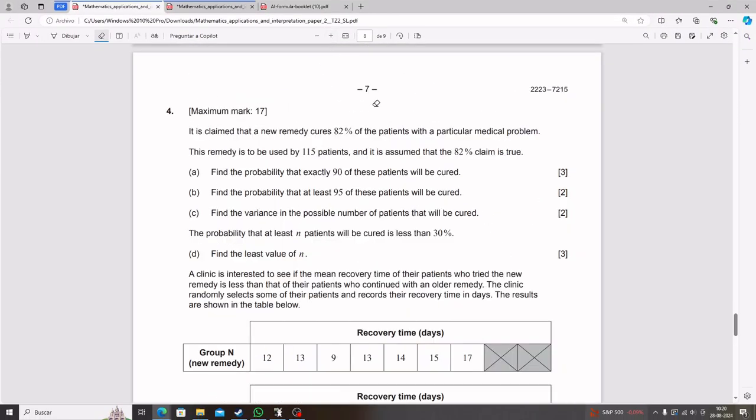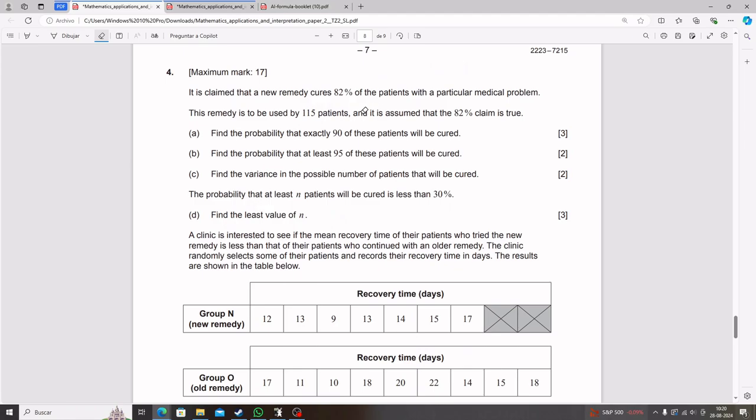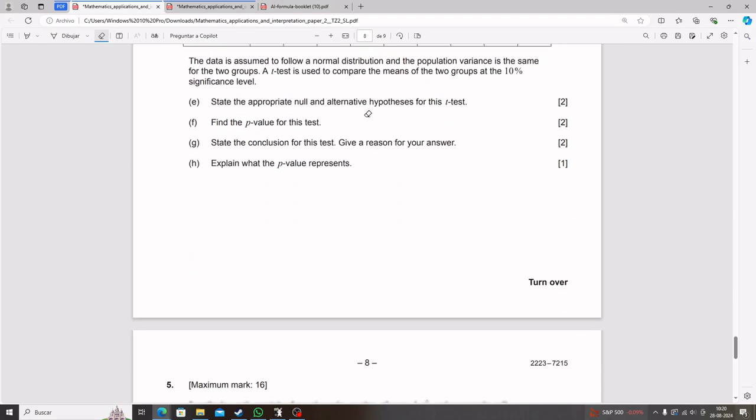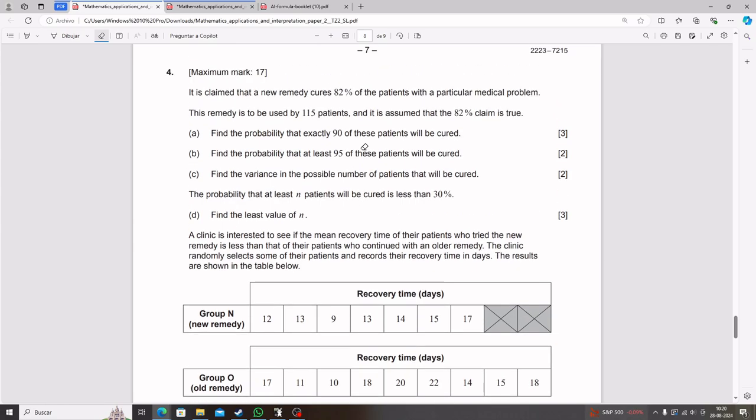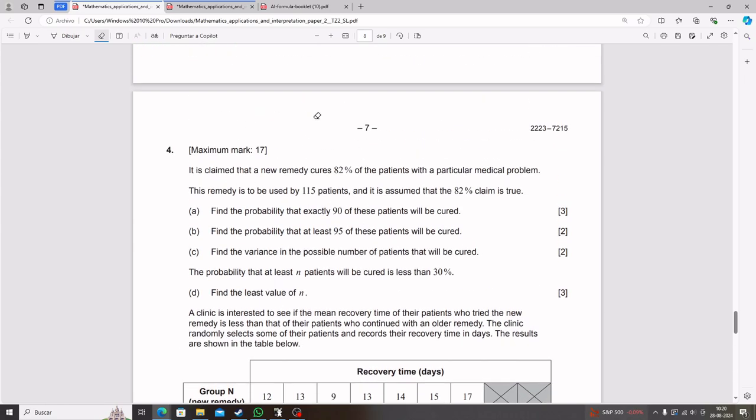So for number 4, there are some very specific things we have to know. It's a sort of classic statistics problem, and let's jump right into it. They tell us that it is claimed that a new remedy cures 82% of the patients with a particular medical problem. This remedy is to be used by 115 patients, and it is assumed that the 82% claim is true.